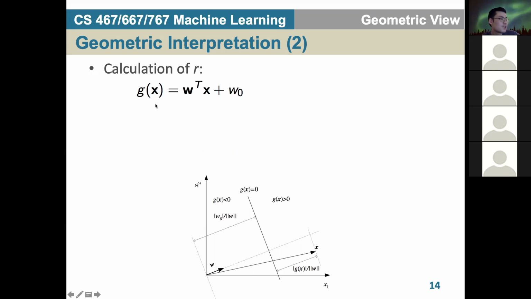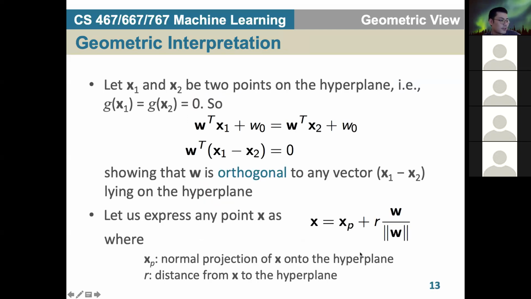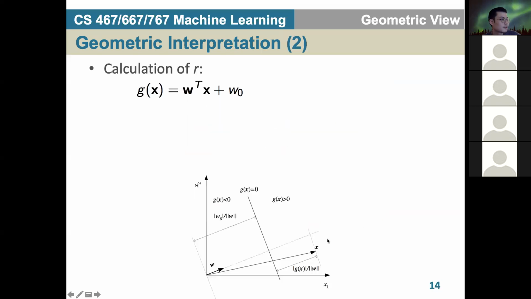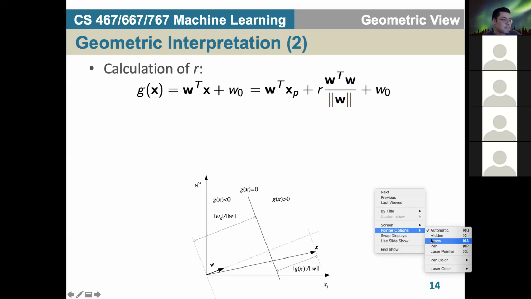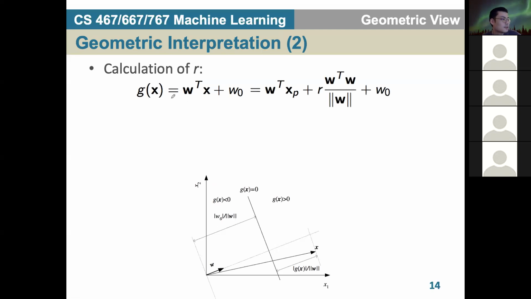Remember that our g(x), g1 minus g2, is of this shape. Additionally, we say that this x point can be represented using this function, right? So then we have this. So basically we are saying x is equal to xp plus r times the unit vector, w over the norm of w. And so when we put the x in the previous equation here, we will get this one, right?